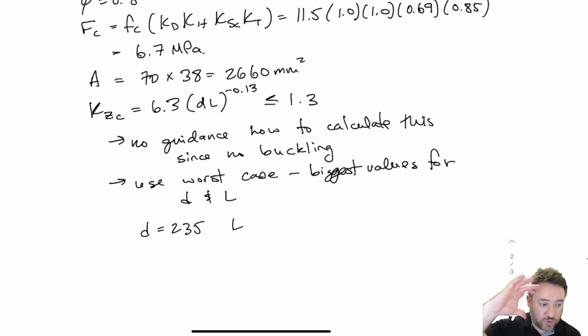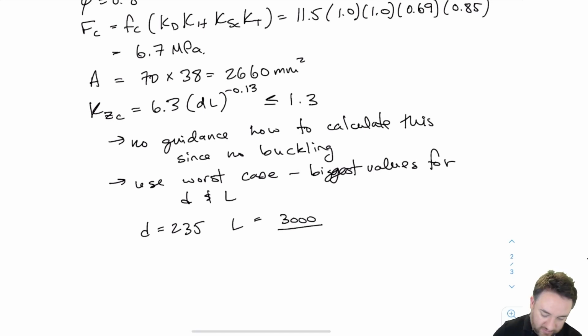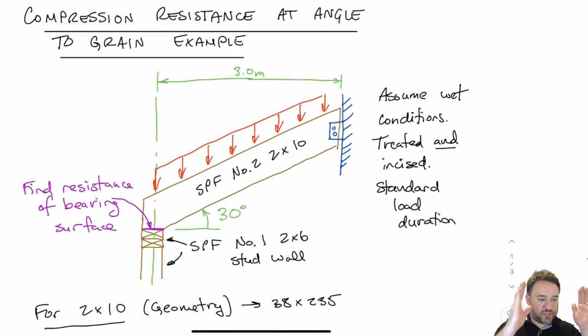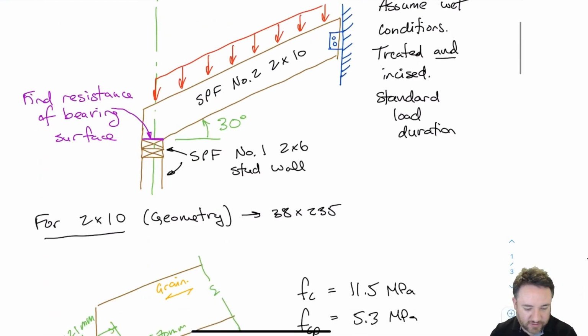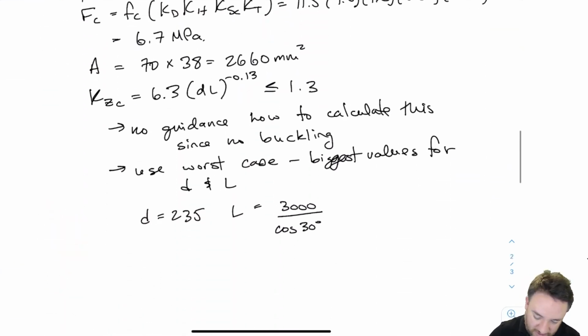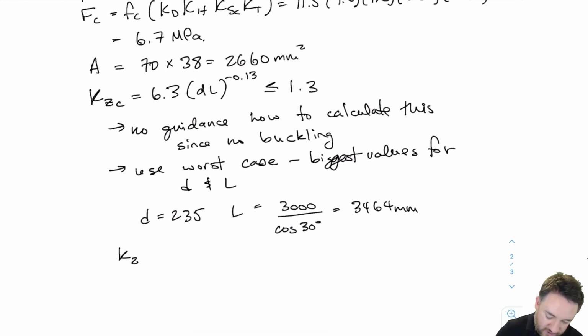So D, I'm going to pick the total size. Even though I'm only looking at a 70 millimeter piece there, since this is a size effect, I'm going to consider the full size of the member. So D is going to be 235. L is 3,000 divided by cos 30. That's because my member here is 3,000 in the horizontal projection, but it's actually a diagonal member. So I'm going to consider that angle, which makes it a bit longer: 3464 millimeters. And don't forget that when I plug these values into the equation for KZC for lumber, I have to put them in as millimeters or it will not work.